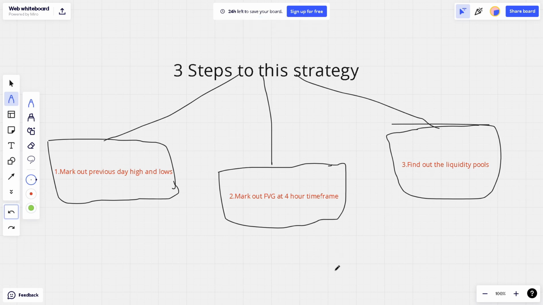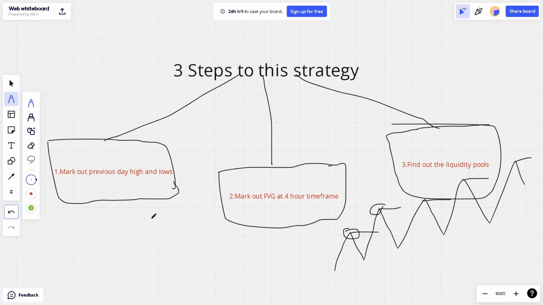So I'll basically tell you what a liquidity pool is. Let's say this is a candle. It's going up. Now, this is a liquidity pool, and this is a liquidity pool. This is where basically a pool of money is sitting, basically stop losses, people's stop losses.